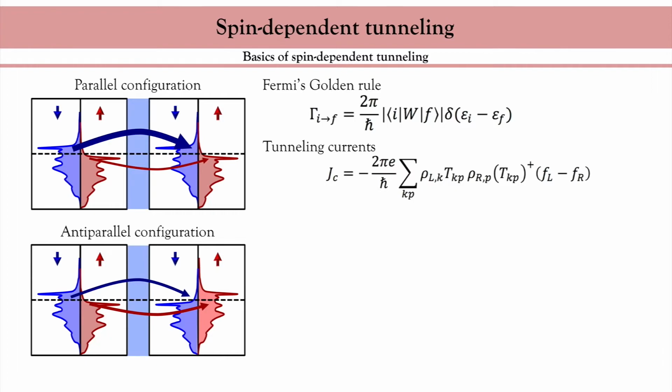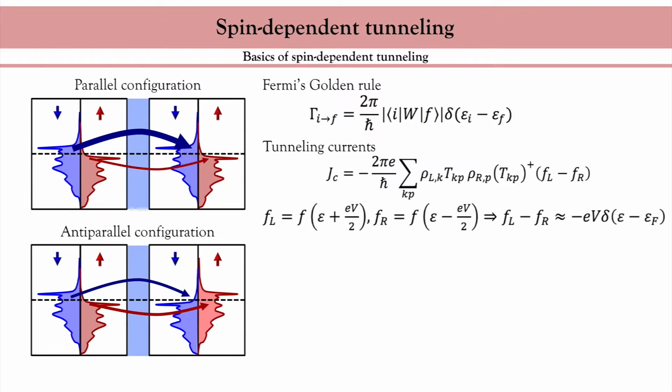You see that it is proportional to the difference between the Fermi-Dirac distributions of the left and right electrodes. By assuming zero temperature, I can expand this expression to the first order in bias voltage, and I finally get the linear response of my junction. We made some pretty good progress. But now we have to handle the summation of the states k and p. To do so, we'll make another assumption.